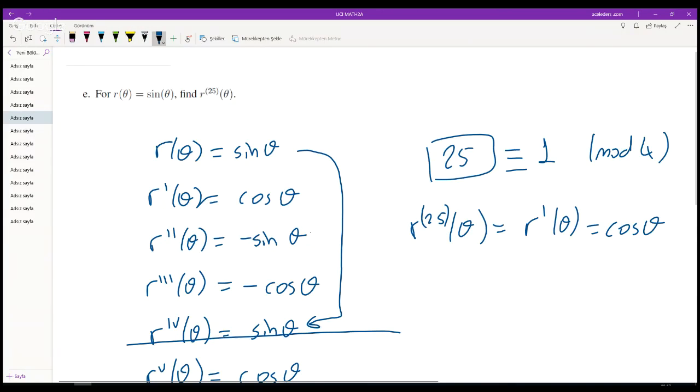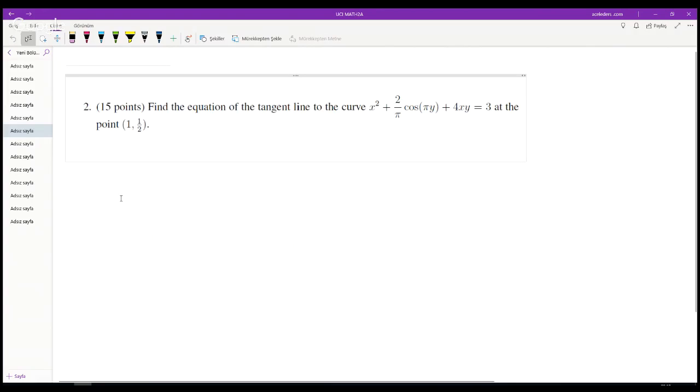So I don't need to take the derivative 25 times. I'll just find out the cycle, and then I know that the length of the cycle is 4. In every 4 derivatives, I go back to the same values. Then the 25th derivative is equal to the first derivative. Okay? So that was a nice question, I think.